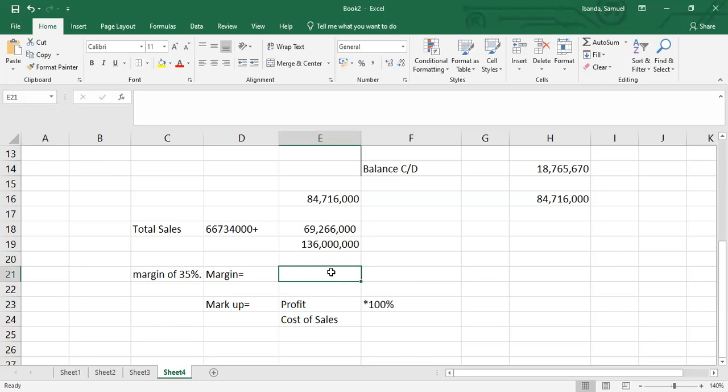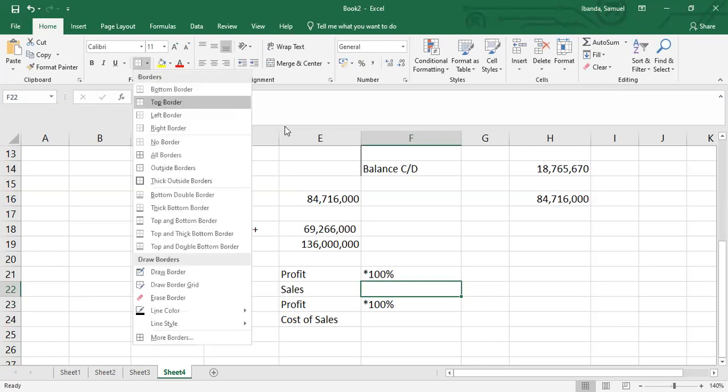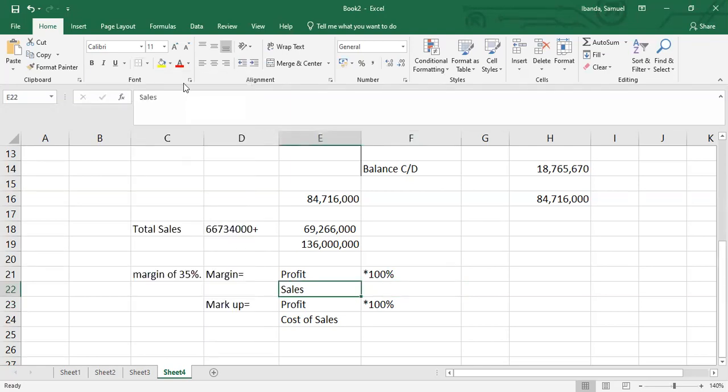And please note these down. You may need them somewhere. Margin is profit divided by sales times 100%. That is what we basically do have. So those are our formulas, okay?